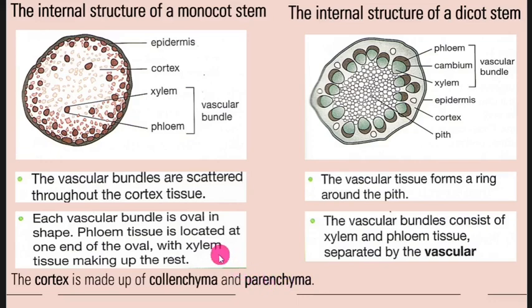Pardon me for not knowing how to pronounce these. So they must be collenchyma and the parenchyma, something like that. So the cortex is made up of the collenchyma and the parenchyma, this cortex here.